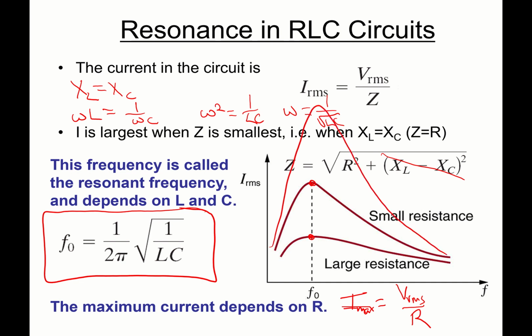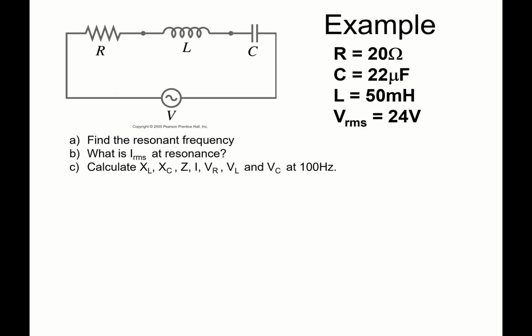And in the lab this year, you're going to do a graph where you're going to measure, for different driving frequencies, what the current is through an LRC circuit. Okay, so let's do some sample calculations. Here I've got R, L, and C given. R is 20 ohms, C is 22 microfarads, and L is 50 millihenries. And the RMS voltage from that function generator is 24 volts.